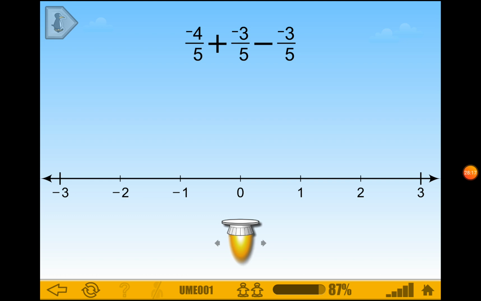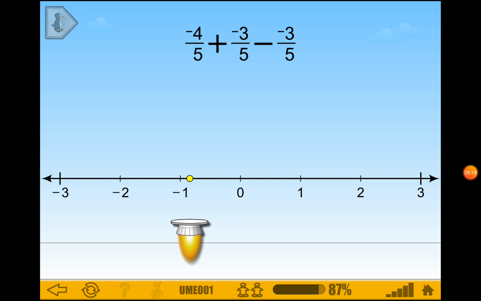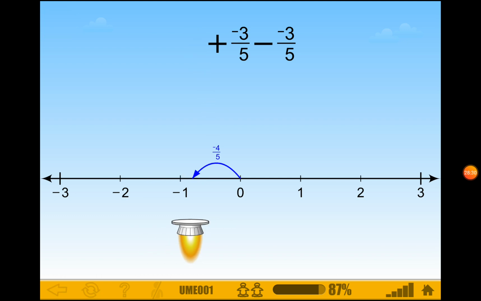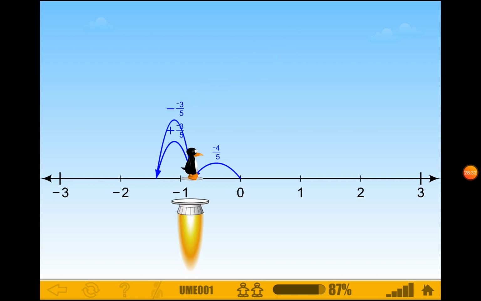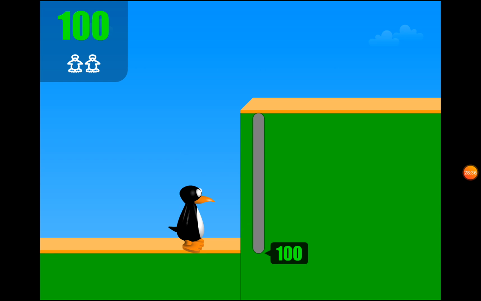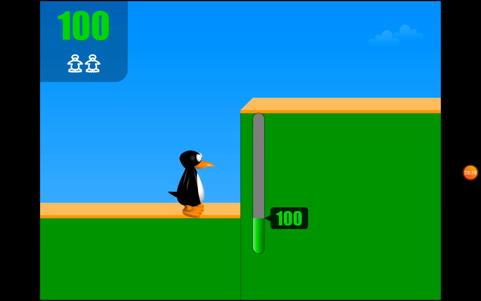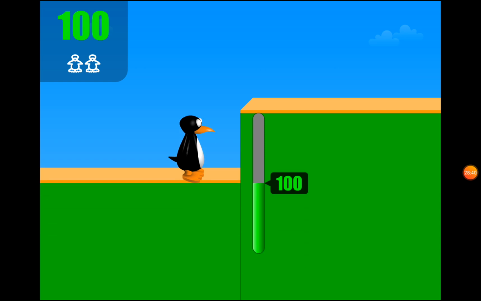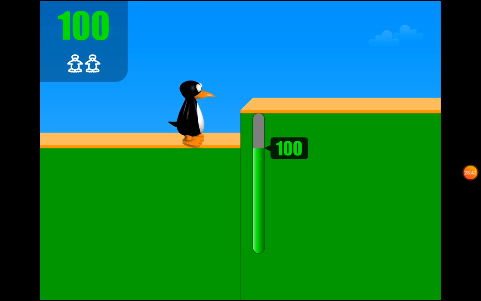So we have -4 over 5, which is right here. -4 plus -3 is -7 over 5. -7 plus 3 is -4 over 5. So that's around right there. Right in the middle. Finally did it. Why is it so slow though?